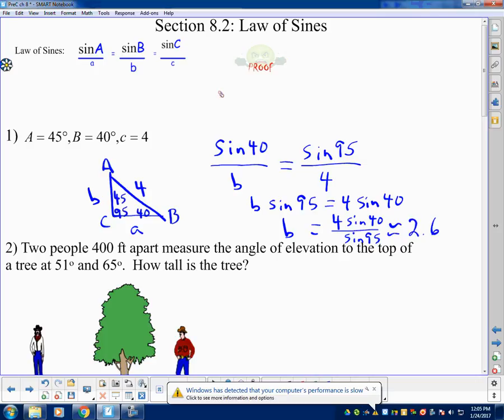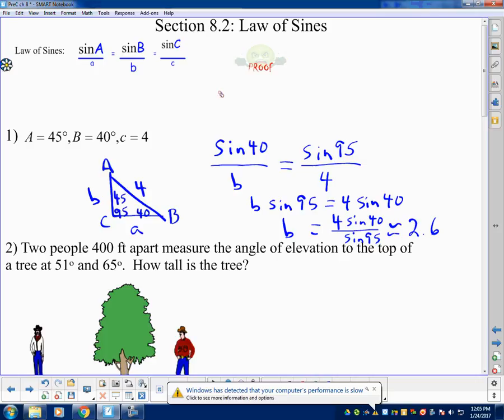My longest side, I won't call it the hypotenuse because it's not, but my longest side is 4. It's opposite the 95-degree angle. That's how I know it's the longest side. So 2.6 is B. What do I expect for A in comparison to that 2.6 for B? A little shorter? A will be a little bit longer because it's opposite a slightly bigger angle.